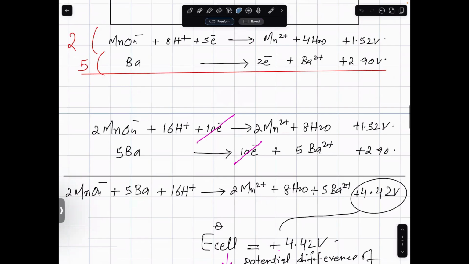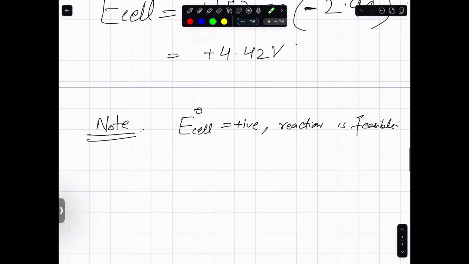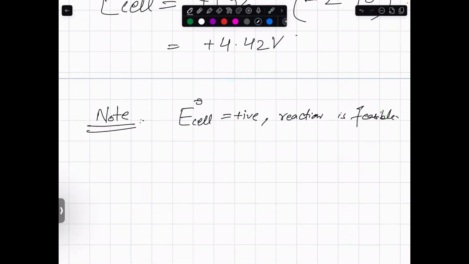Definitely, a reaction will only occur when the one which is gaining electrons has an E naught value higher than the one which is losing electrons. Then the E cell would be positive and the reaction would be feasible. And there is another way.